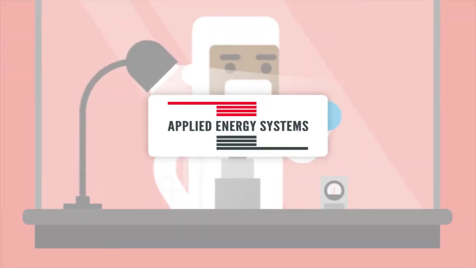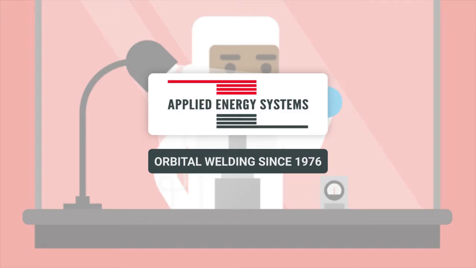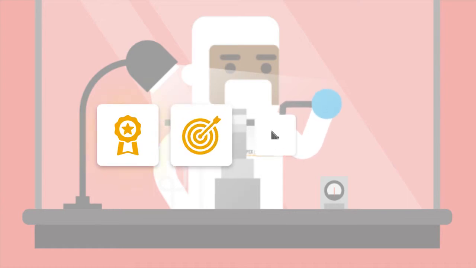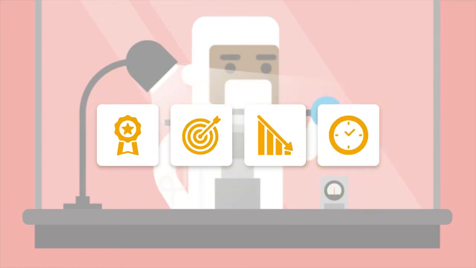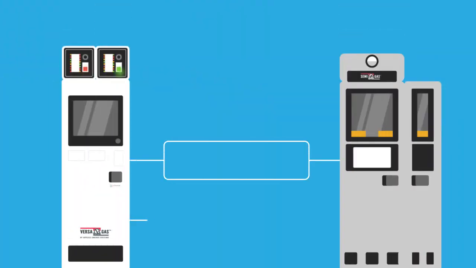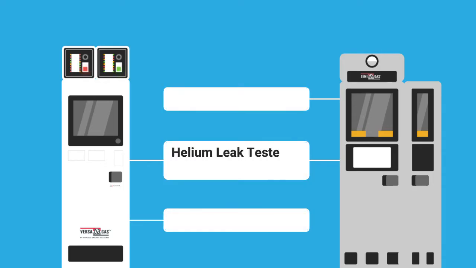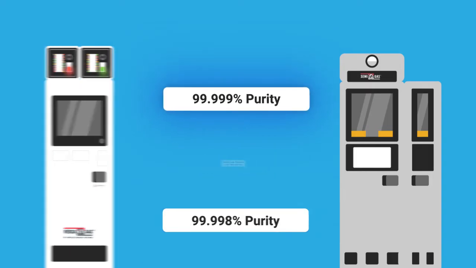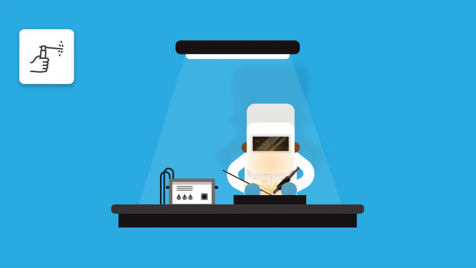Applied Energy Systems has been supporting orbital welding technology since its inception in 1976 and has been instrumental in developing Apex Precision's processes for the highest quality and purity welds obtainable, driving repeatable and consistent results. In fact, Apex Precision's orbitally welded components, valves, transducers, regulators, and more are included in AES's proven high and ultra-high purity gas delivery systems.